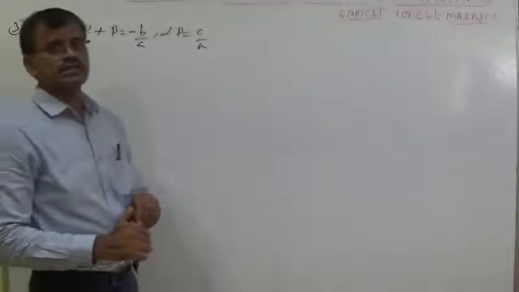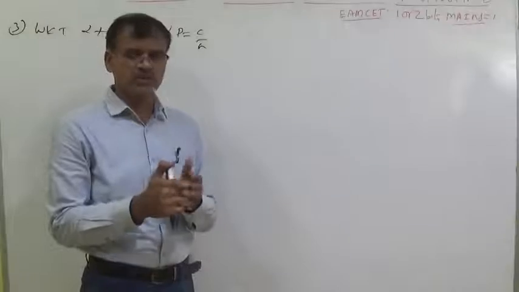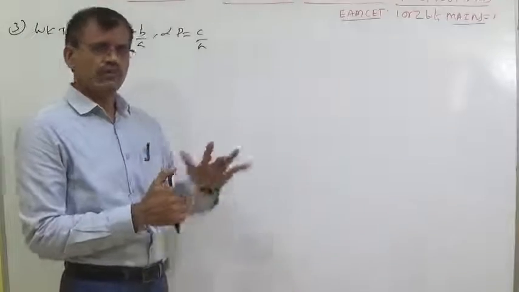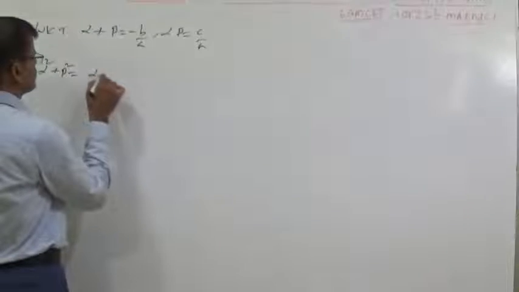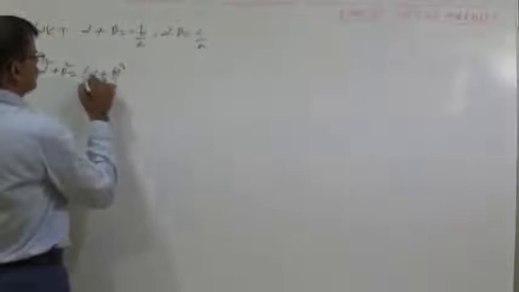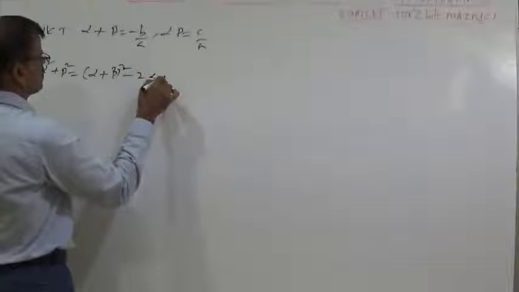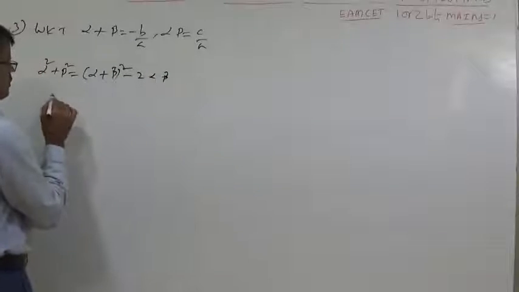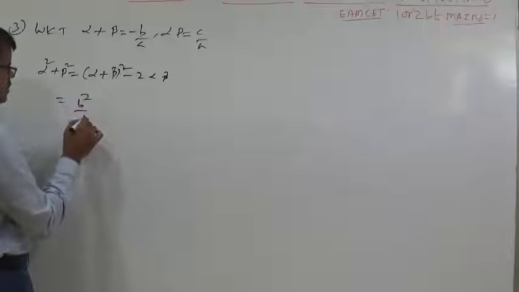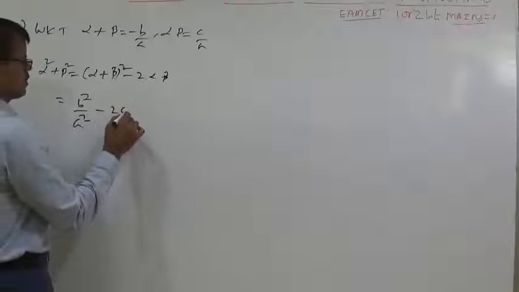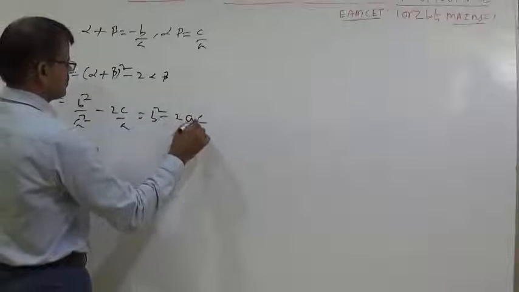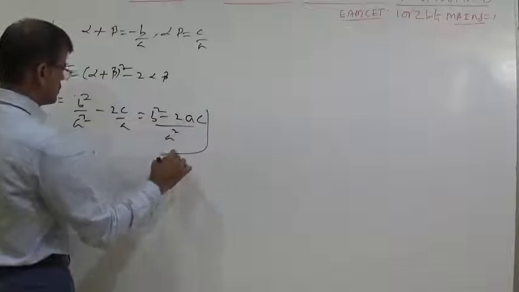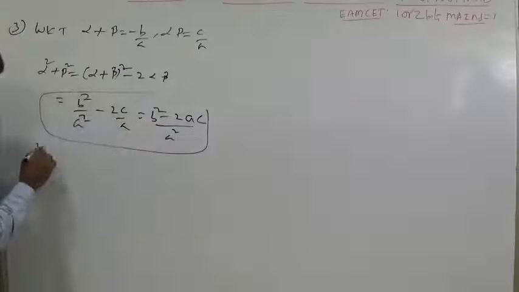Let us discuss alpha square plus beta square and alpha cube plus beta cube, which are useful for objective questions. I will explain in detail later. Now using this, alpha square plus beta square is alpha plus beta whole square minus 2 alpha beta. So you can write this as b square by a square minus 2c by a, which is b square minus 2ac by a square. This is the formula of alpha square plus beta square.